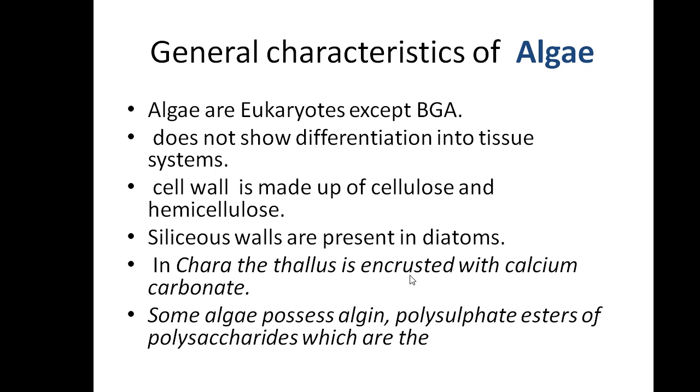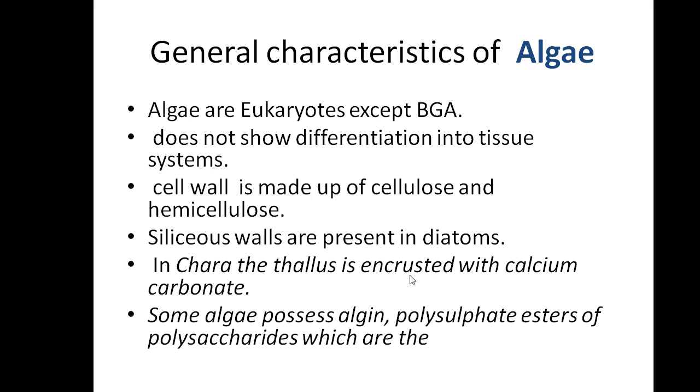Next, I am coming to the general characteristics of algae. Algae have eukaryotic cells except BGA. BGA means blue-green algae, which you also studied in the last lesson, right? So algae are eukaryotic organisms. That means they have a well-defined nuclear membrane surrounding the nucleus, and membrane-bound organelles like Golgi apparatus, endoplasmic reticulum, chloroplast and so on. So it is called eukaryotic.